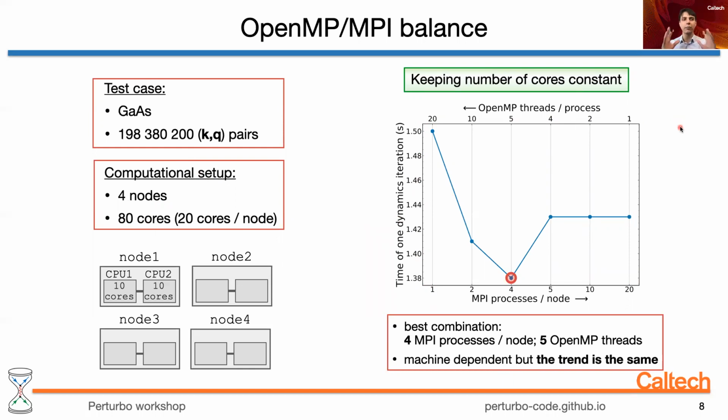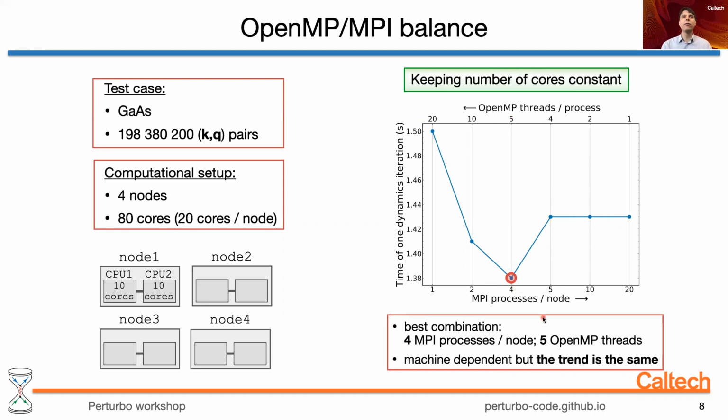So I keep my computational resources the same for each point on this curve. If I increase my MPI processes, that means that I decrease my OpenMP threads. And then you can see that if we change the balance between the OpenMP threads and MPI processes, we can see that we have the best combination, which corresponds to 4 MPI processes per node and 5 OpenMP threads.